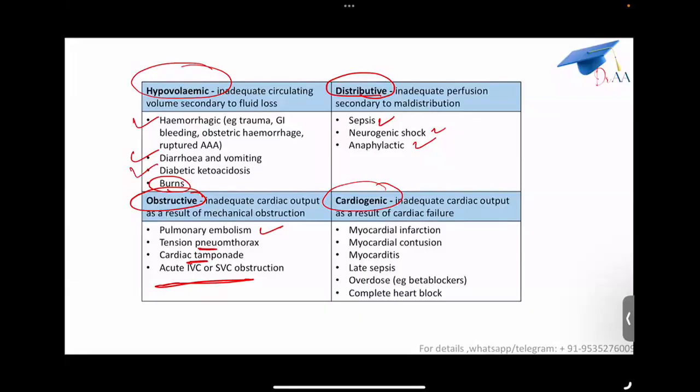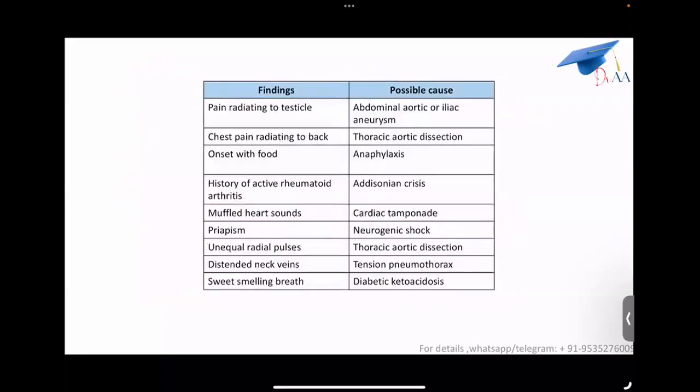Then cardiogenic shock, where the ability of the cardiac muscle to pump the blood decreases drastically. It might be due to various arrhythmias or late sepsis, which causes a negative inotropic effect, or it might be due to an MI, cardiac contusions, overdoses like beta blocker overdose, or complete heart block.